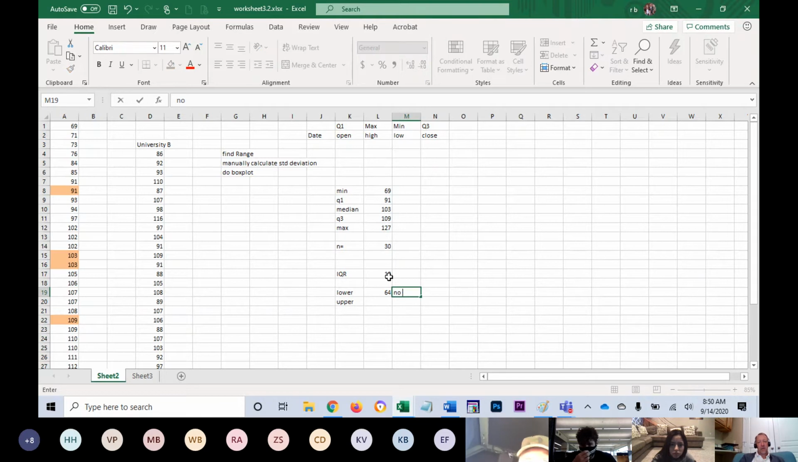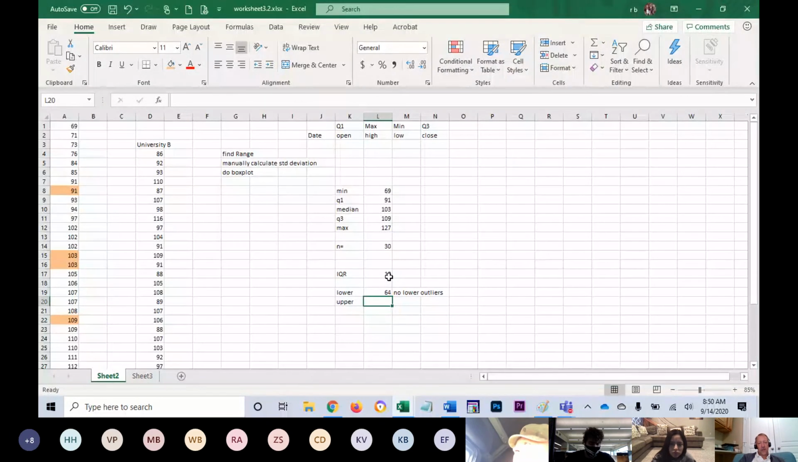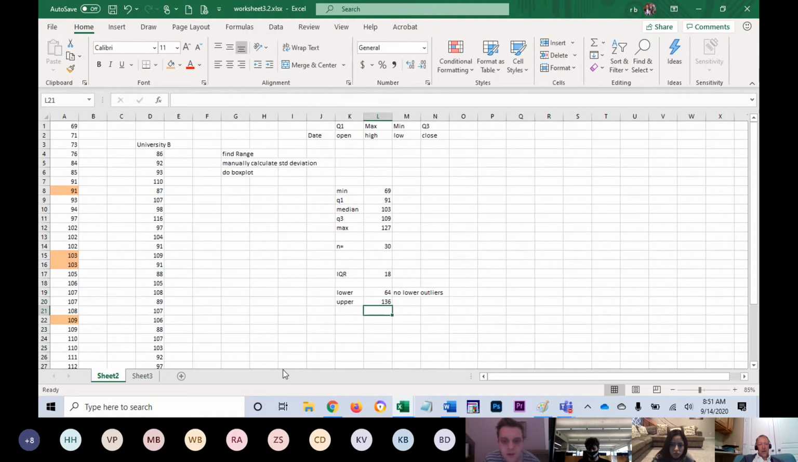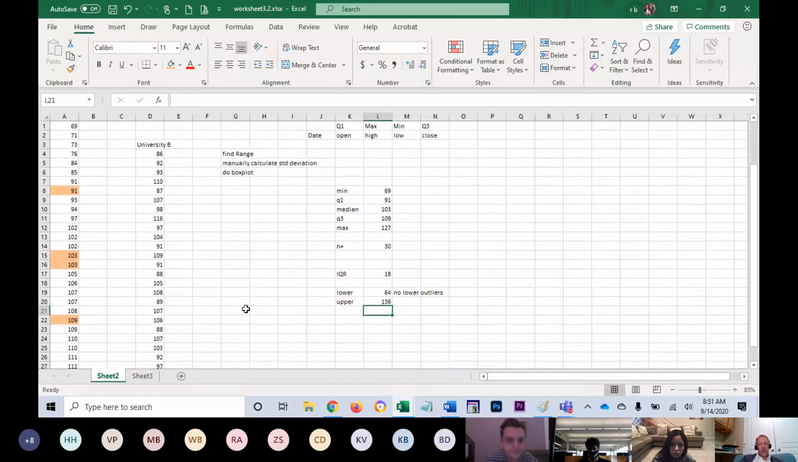No lower outliers. And then Matthew and Judy, how'd you do on your end? You did great, sir. Sweet. So what's my upper fence? So your upper would be 109 plus 27, which works out to 136. Okay, do I have any upper outliers? Looks like we do not. So I don't need to use my fences.